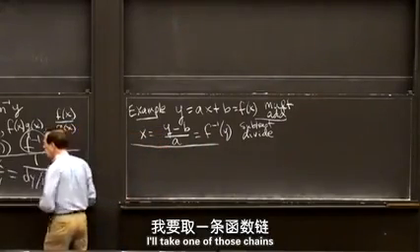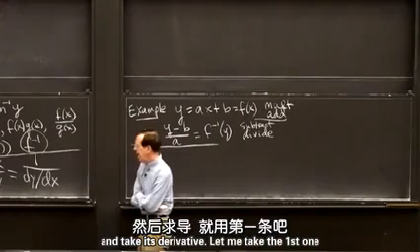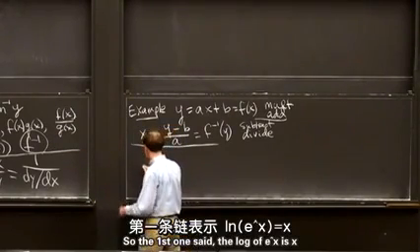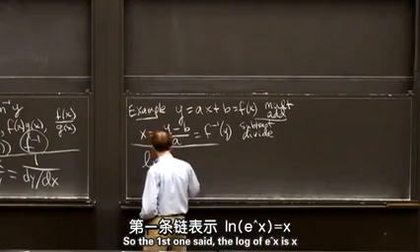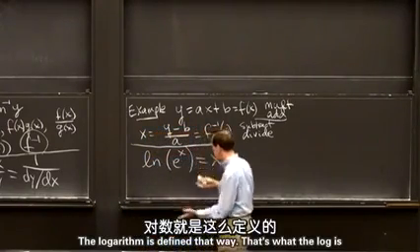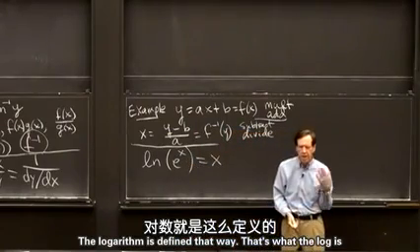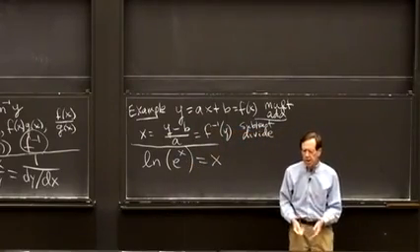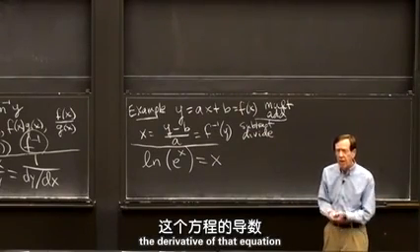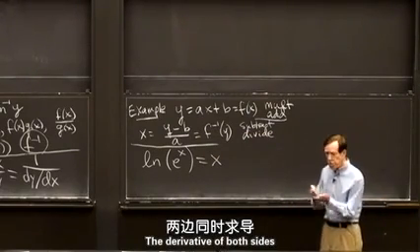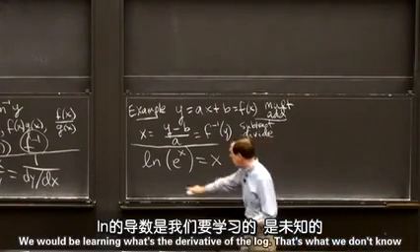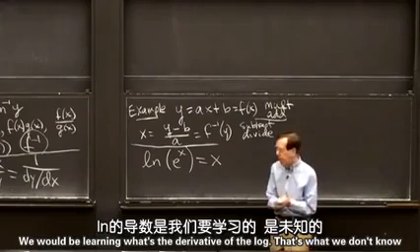I'll take one of those chains and take its derivative. Let me take the first one. So the first one says that the log of e to the x is x. The logarithm was defined that way. That's what the log is. Let's take the derivative of that equation, the derivative of both sides. We will be learning what's the derivative of the log. That's what we don't know.